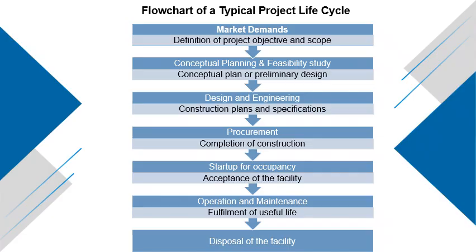For the objective, the conceptual planning and feasibility study will be conducted. At the end of this feasibility study, we will have the conceptual plan or preliminary designs. For example, we will have preliminary abstracts and cost estimates for proceeding further. Then the next stage will be the design and engineering. In the design and engineering, the detailed drawings, plans, and specifications will be the final output.